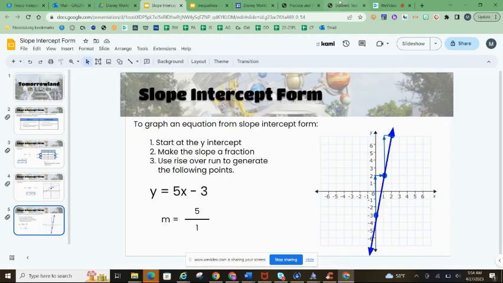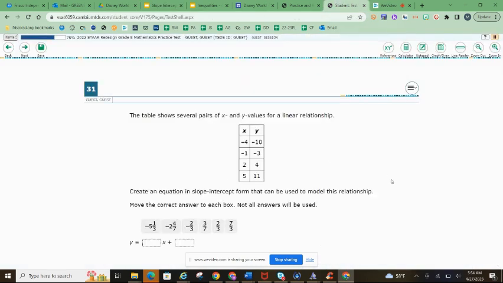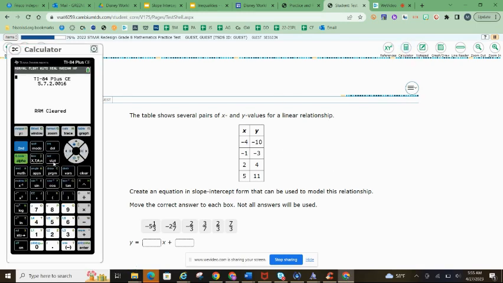Additionally, if you would like to use your calculator to help you, you can enter a table of values or ordered pairs from a graph, and then it will be able to get the equation. So here we go. We've got our calculator. I'm going to go to Stat, hit Enter so I can edit the lists. In L1, you're going to put your x values.